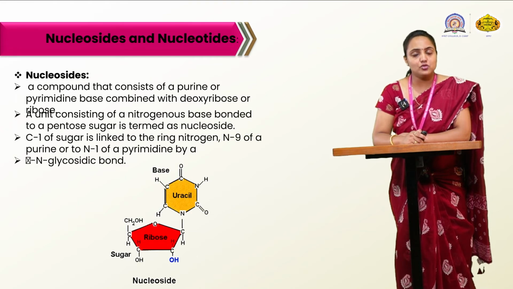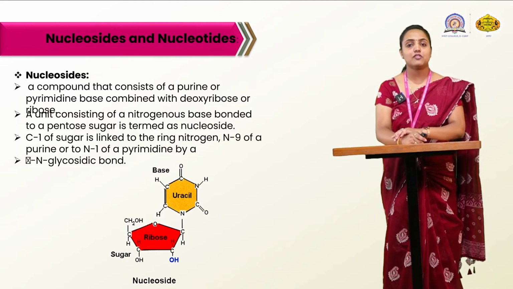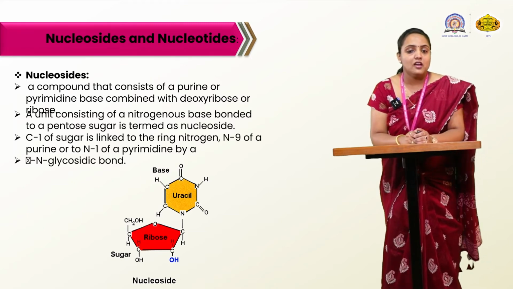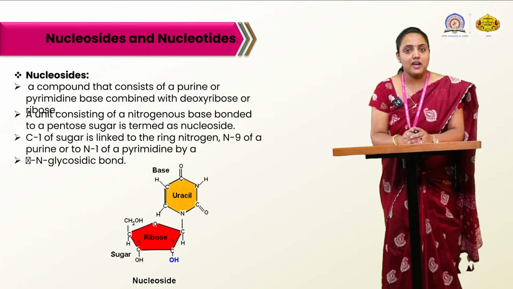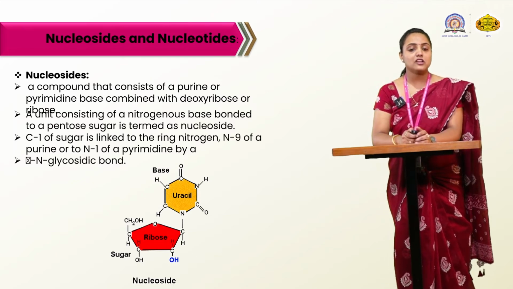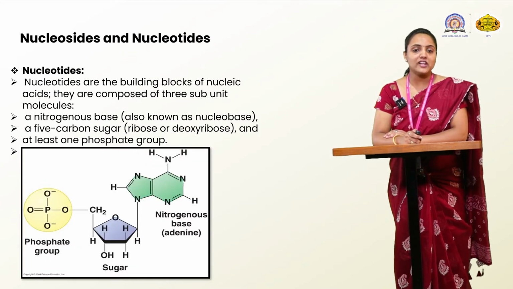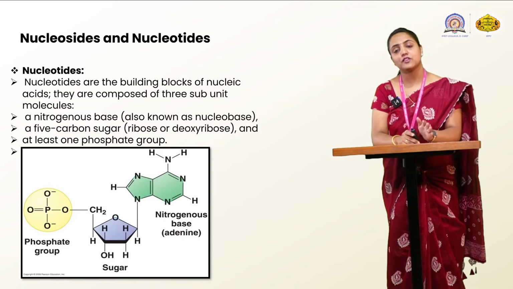The first position carbon of the sugar is linked to the 9th position nitrogen of the nitrogen base of a purine, or the first position of a pyrimidine, by the N-glycosidic bond. You can see the nitrogen base uracil and a ribose sugar linked together by a glycosidic bond, and this forms a nucleoside. In a nucleotide, there is the presence of the phosphorus molecule.